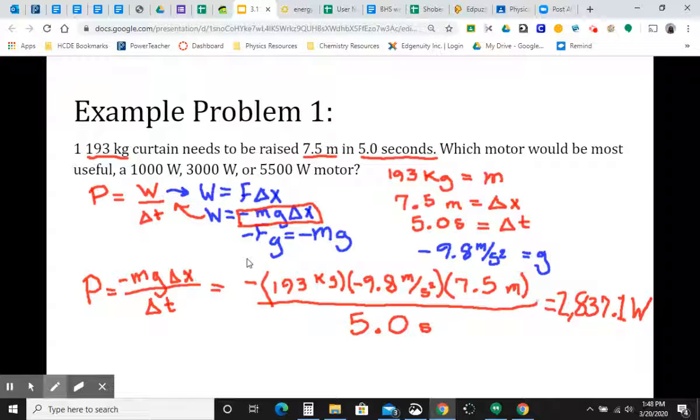So it's really kind of overkill, unless we needed to actually raise this in 2.5 seconds, or we needed to raise it 15 meters, or maybe it's twice the mass or something like that. But for the question that's given, the most appropriate motor would be this 3,000. Oh god, that's a terrible job. I'm just going to write it down here. So use the 3,000 watt motor.